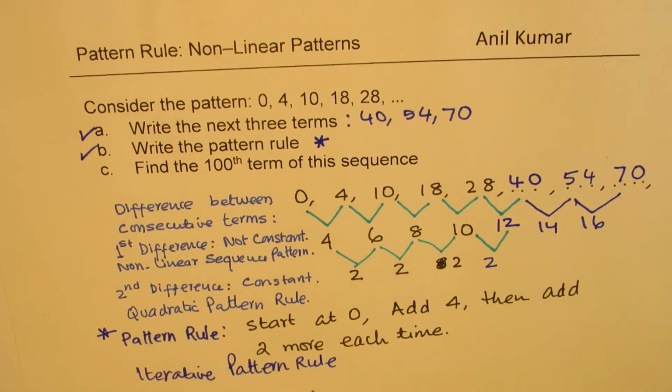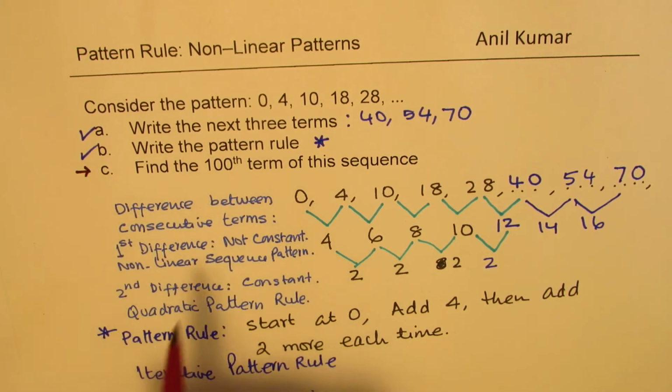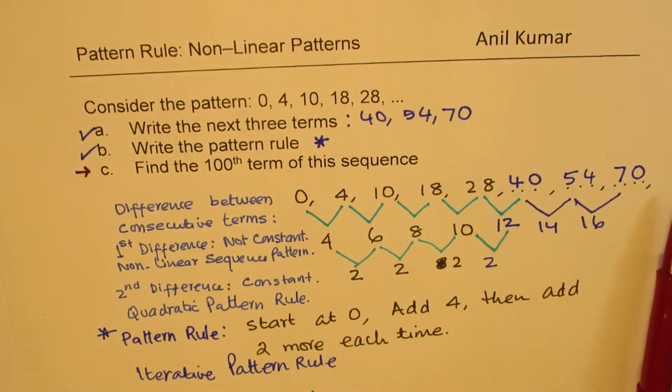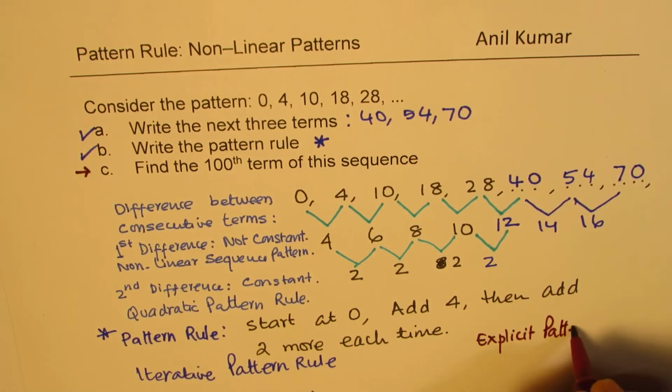However, the next part is to find the 100th term. Now, how do we figure this out? The 100th term. We need to continue till the 100th term. That's going to take a lot of time. So now we'll take help of an explicit pattern rule. So we'll talk about the explicit pattern rule in the next part of this video.